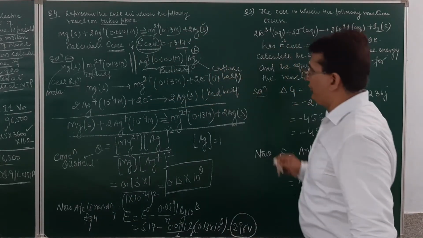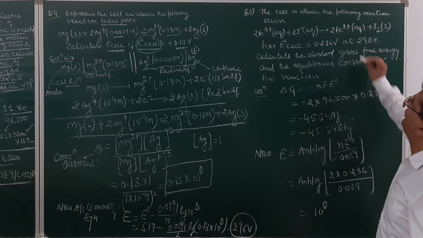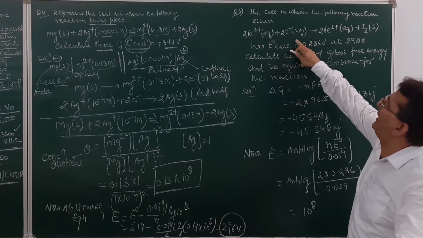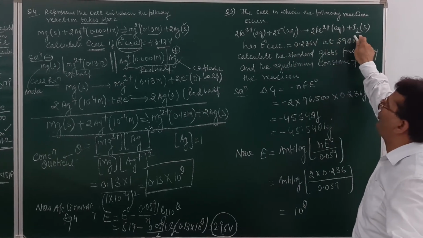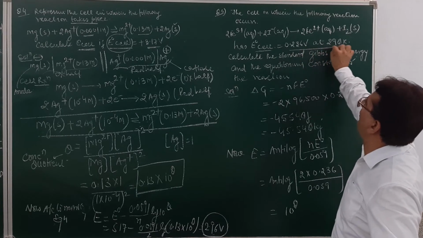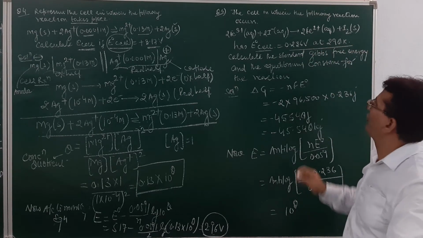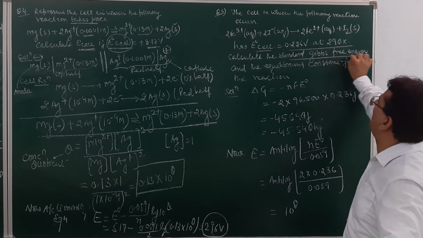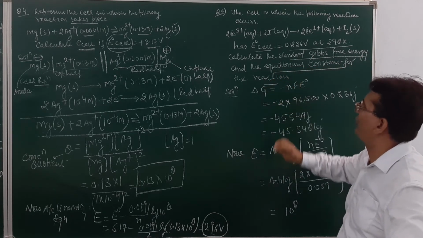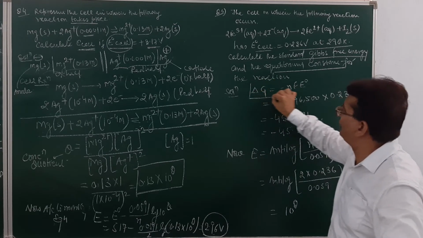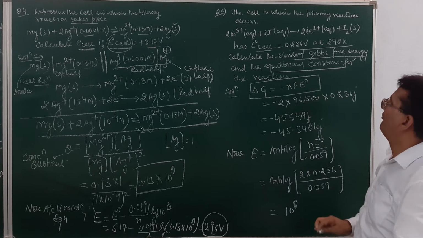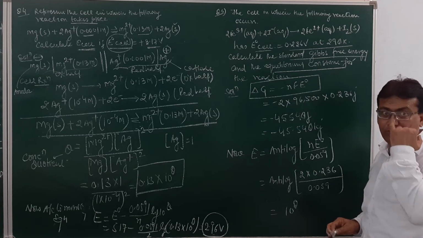Now look at another question, student. The cell in which the following reaction occurs: ferric ion and iodide ion form ferrous ion and solid iodine. It has E naught cell equal to 0.236 volt at 298 Kelvin. The question is, calculate the standard Gibbs free energy and the equilibrium constant for the reaction. Very important question. To find the standard Gibbs free energy, the formula is delta G equals minus n F E naught cell.